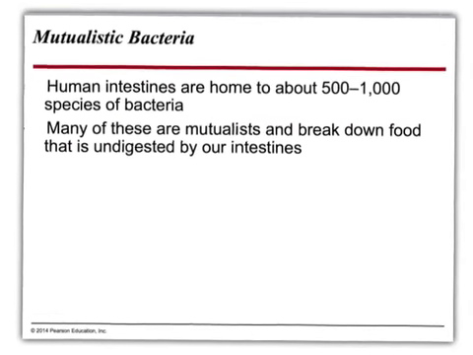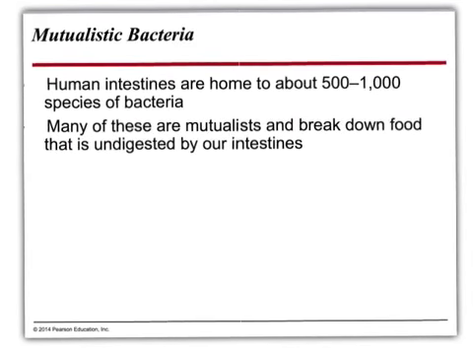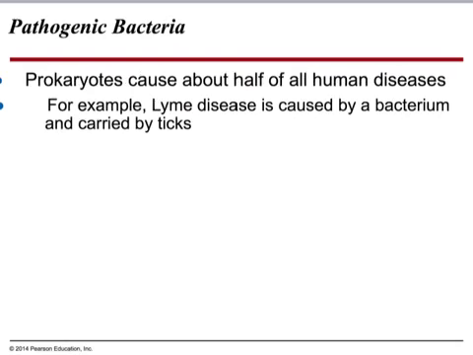You have mutualistic bacteria, in terms of the 500 to 1,000 species of bacteria that live in your gut, giving you B complex vitamins and helping you absorb fat-soluble vitamins such as A, D, E, and K. They break down food that is usually undigested by our small intestine, so they produce these vitamins for us and other things. They also produce methane sometimes. But that's a mutualistic relationship.